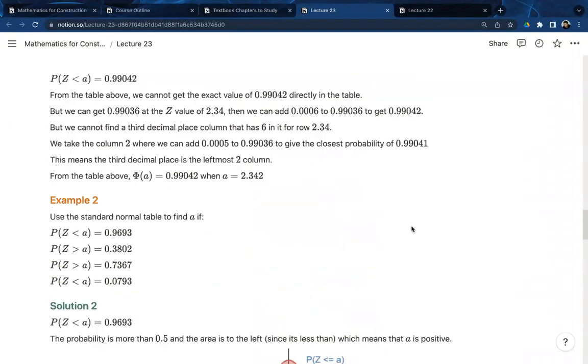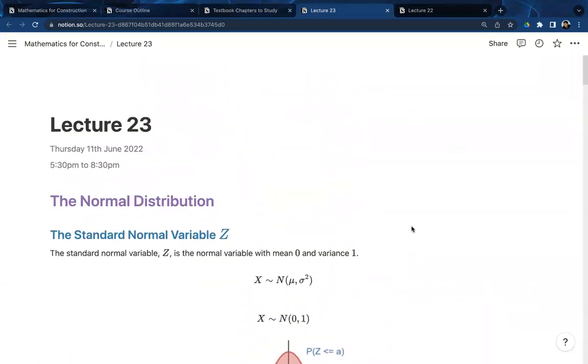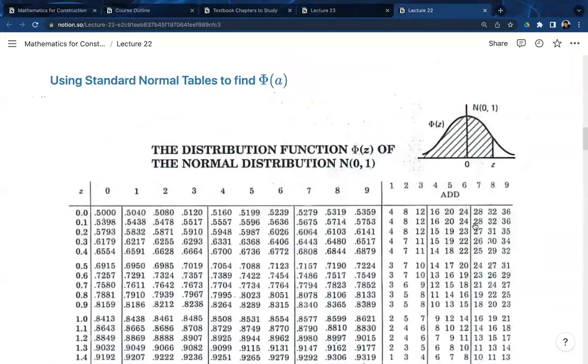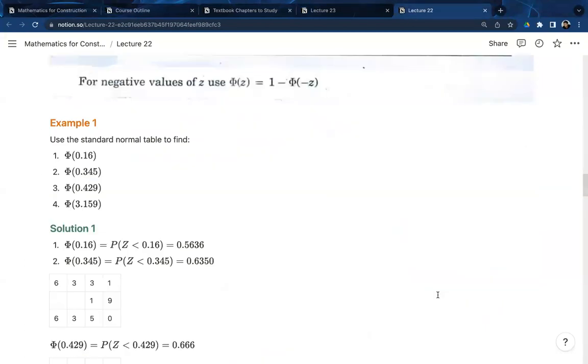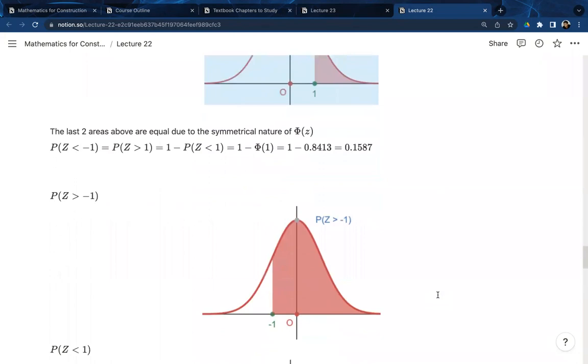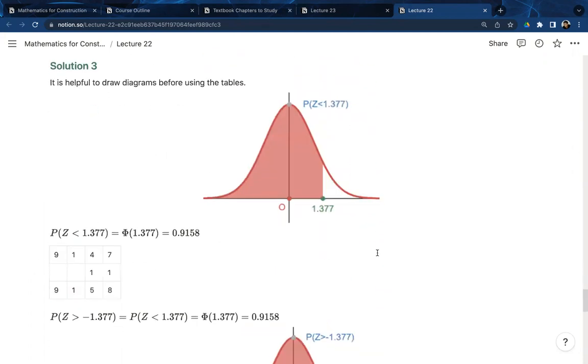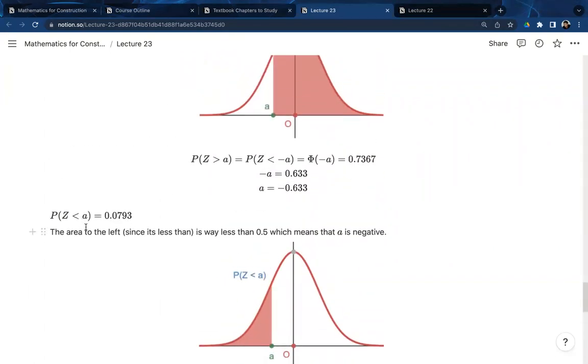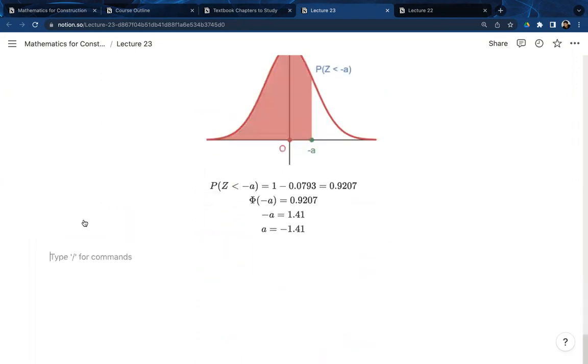So we did a lot of questions today, a lot of diagrams. We want to talk about something new now. We saw how to use the table to find phi of A, and we did lots of questions asking what is the probability that Z is less than or more than some value. We saw how to do that last lecture. Today's lecture, we saw that if you know the probability that Z is more or less than a certain value, what is the value? It's like you're reverse engineering the value. So that's what we did today.